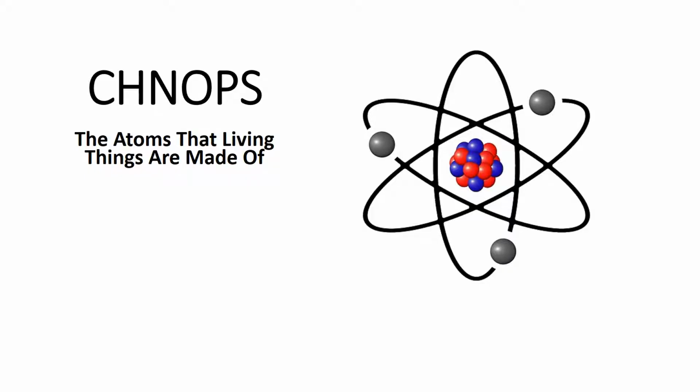This lesson is about the types of atoms that living things are made out of. In this image, this is a representation of an atom. And CHNOPS is an acronym intended to help you remember what those atoms are, the atoms that living things are made out of. And we'll talk about what those are in just a moment, but first let's talk about what an atom is.